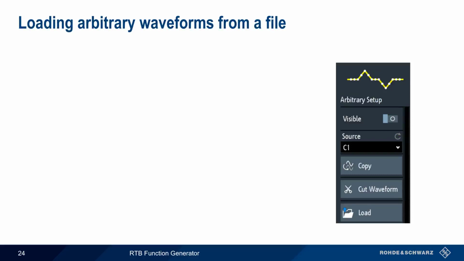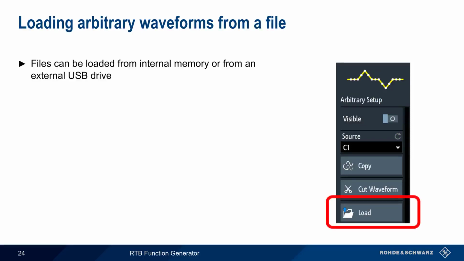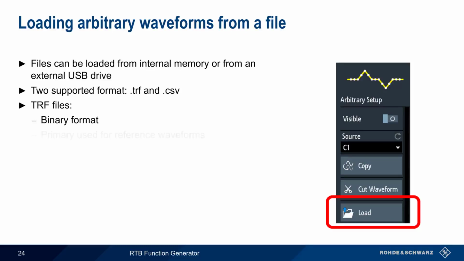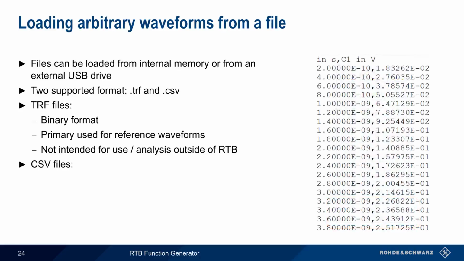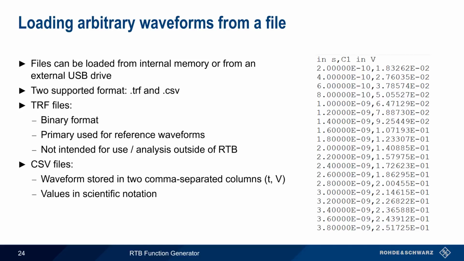The other way of using arbitrary waveforms on the RTB is loading them from a file stored either on the RTB itself or from an external USB drive. The RTB supports 2 different file formats. TRF files are a binary format that's used on the RTB for storing reference waveforms, and they're generally not intended for use or analysis outside of the RTB. The more flexible format is CSV, or comma-separated values. Here, the waveform is stored as 2 comma-separated columns, with time and voltage values in scientific notation. This is the recommended format when creating arbitrary waveform files offline or using a separate application.